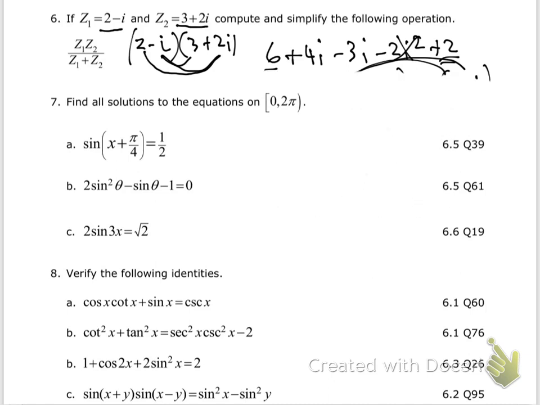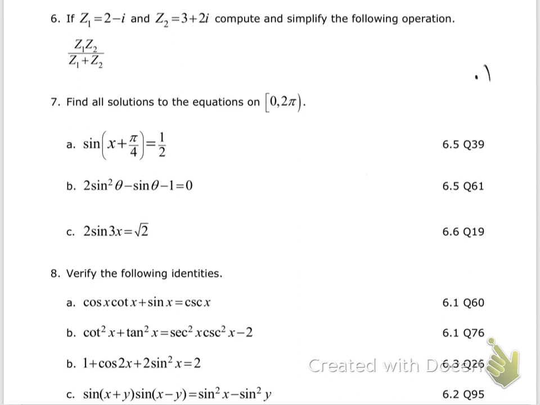Right, let's take a look at some of these next ones. Okay, so sine of what is a half? Sine of 30 degrees is a half. In other words, this must be 30 degrees, or pi over 6 in radians. So this x plus pi over 4 must be pi over 6. Okay, that's what it must be.